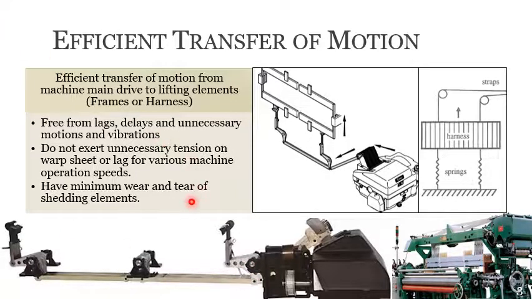The foremost disadvantages of these unnecessary movements: one is the wear and tear, and the other is that the machine operation cannot have a higher speed. For higher speed, we need to remove all unnecessary movements and vibrations so that there is no delay. When we operate our shedding system at higher speed, our frames and harness can respond accordingly, and the delays can be controlled. For higher speed working, we need to remove all inefficient motion transfers.